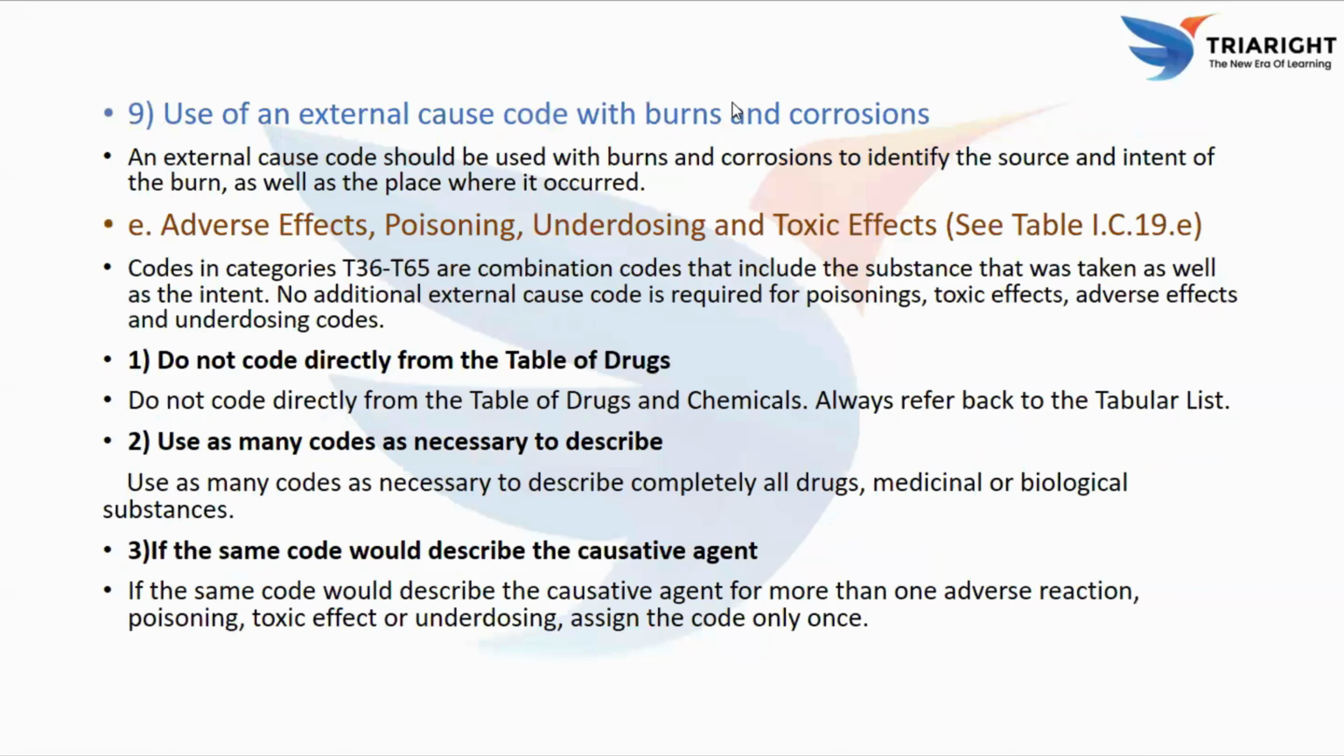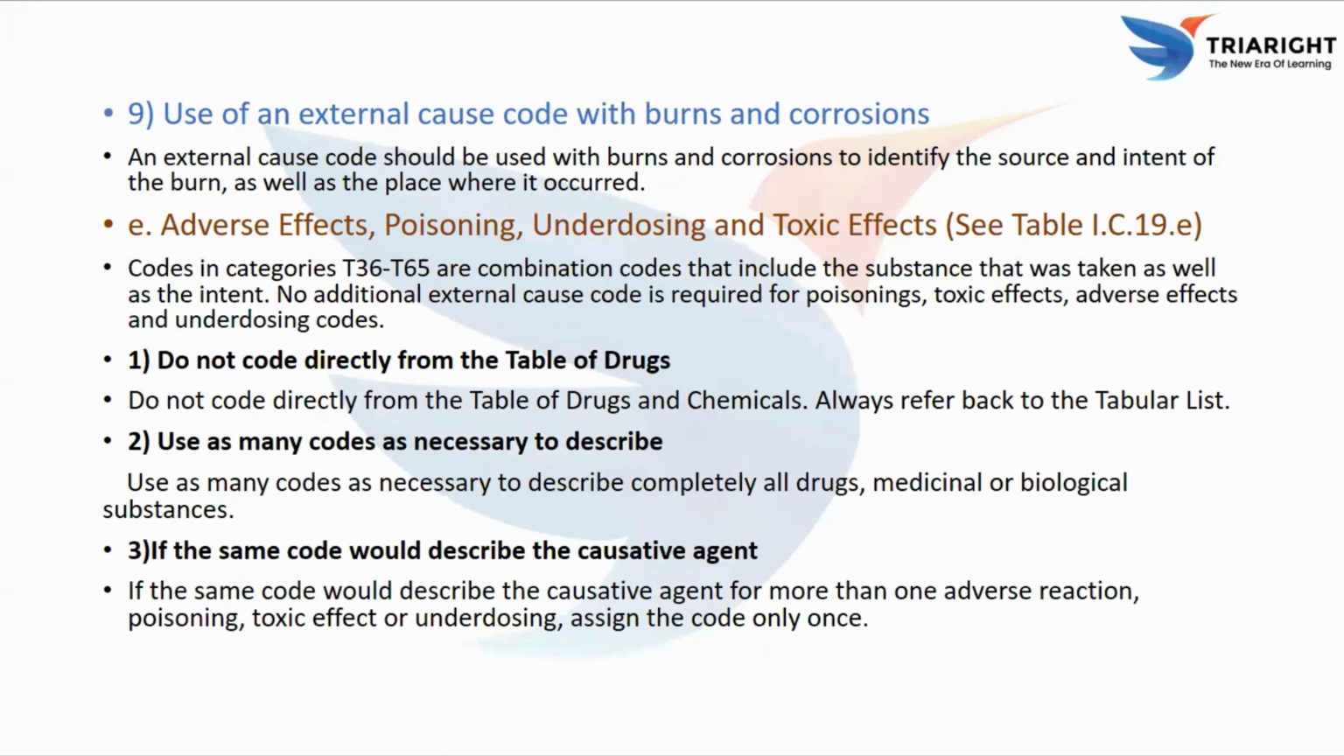Use of an external cause code with burns and corrosions. So what is an external cause code? It explains how, why and where an injury happened. These codes usually come from Chapter 20, that is the V00 to Y99 series.